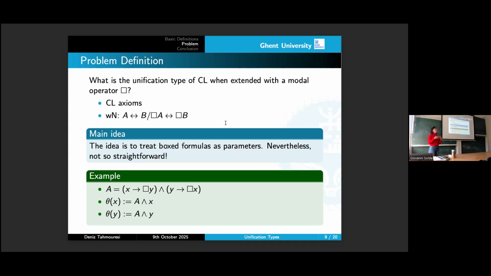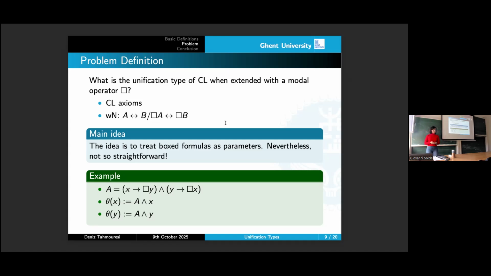So the main problem here is that if you take classical logic as the base, with all its axioms and everything, and add the modal operator box, we want to know what the unification type would become, especially if we have a rule that we call weak necessitation, which says if A and B are equivalent, then their box formulas are also equivalent.